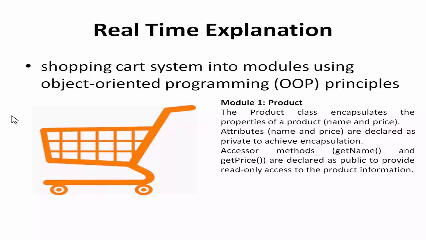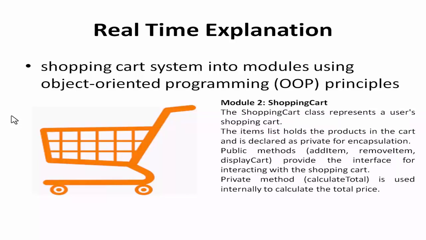The attributes name and price are declared as private to achieve encapsulation. It means you are encapsulating data. It means you are hiding the essential things. So another person who is outside the shopping cart cannot see the data. Only that particular person can see the actual price and the profitable price. Accessor methods get name and get price are declared as public to provide read-only access to the product information.